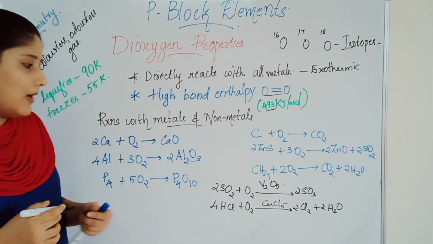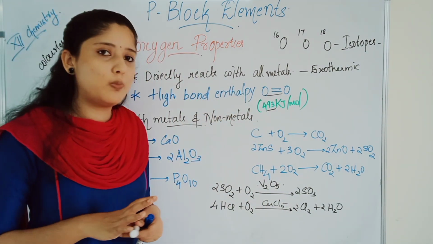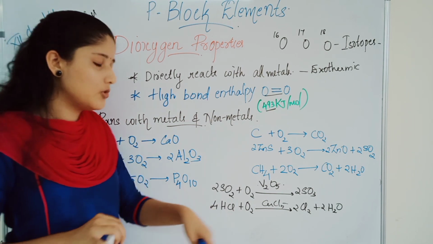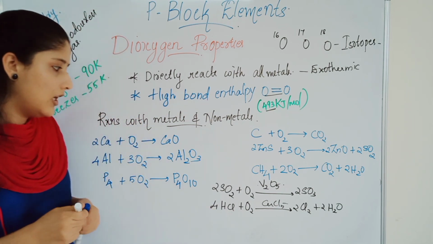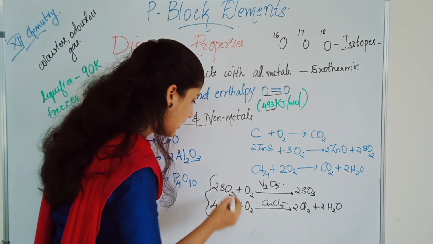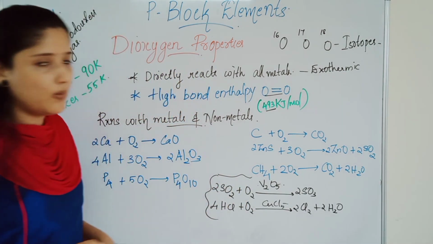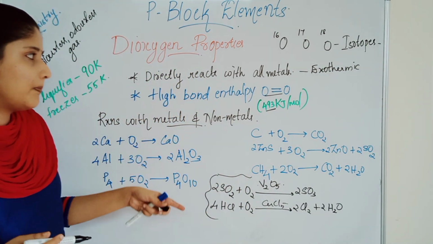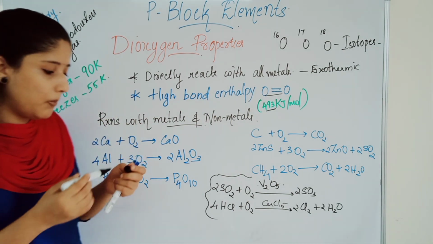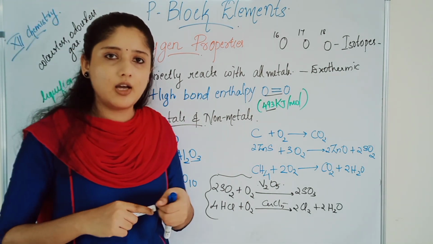Okay, 4HCl plus O2 will give you 2Cl2 plus 2H2O. This reaction also requires what? A catalyst. These two are the reactions with oxygen that require a catalyst. Okay, so these are the main important properties regarding dioxygen.